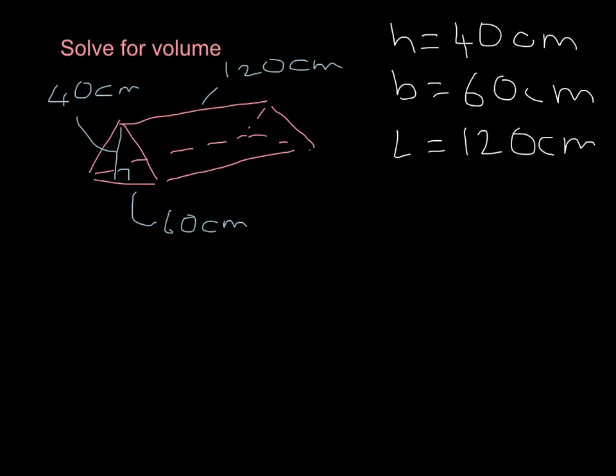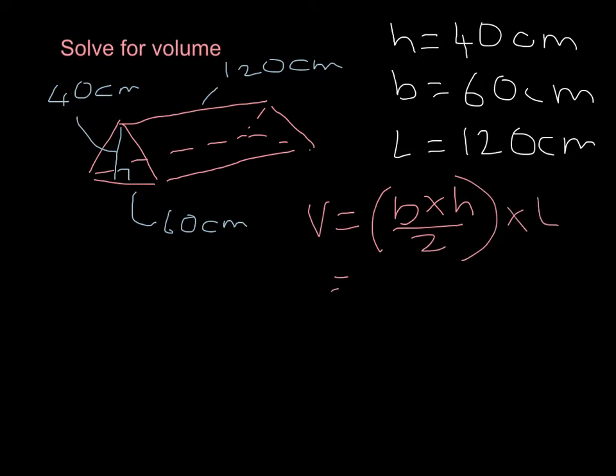Once I've written down all the information, I know the formula for volume. Volume equals, again, the area of the base, base times height divided by 2, multiplied by the length of my shape. So I start inputting my information. My base is 60 times my height divided by 2. Oops, sorry. We wouldn't write height, we'd actually just put a number in here. Our height in this case is 40, multiplied by my length, which is 120.